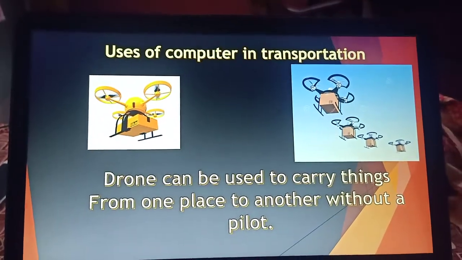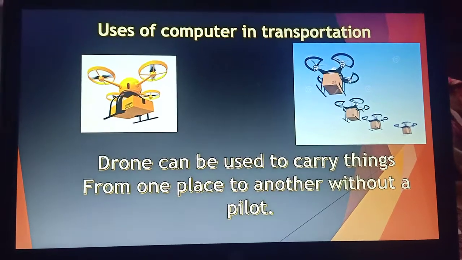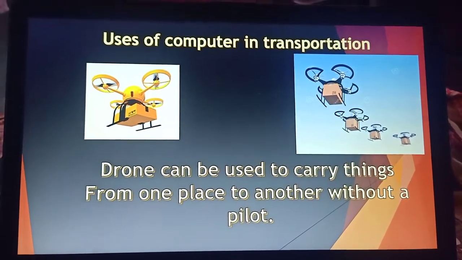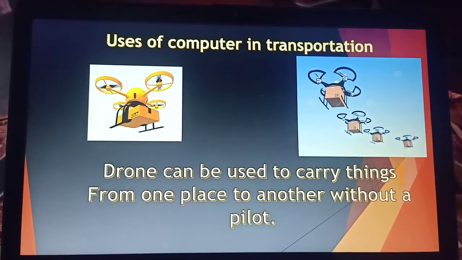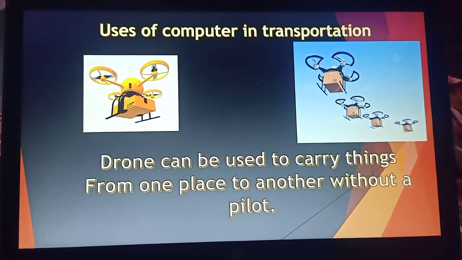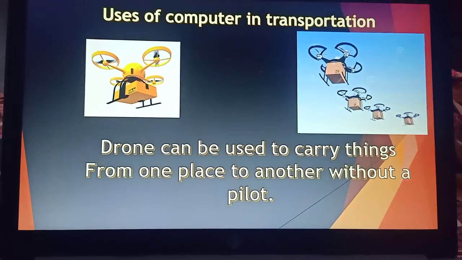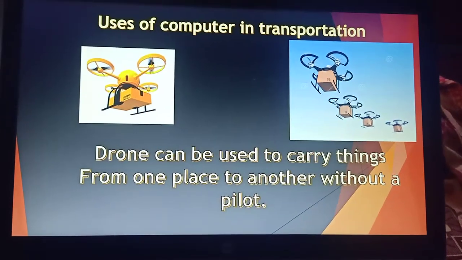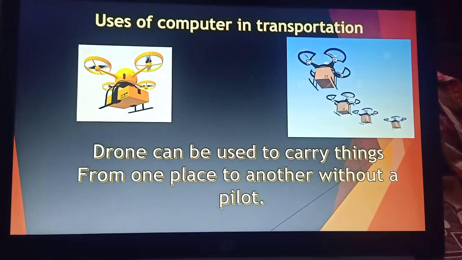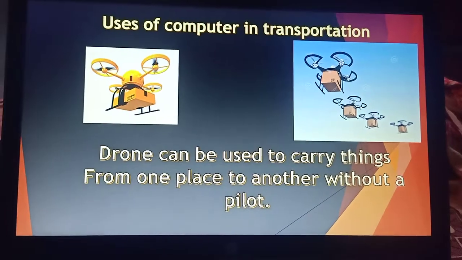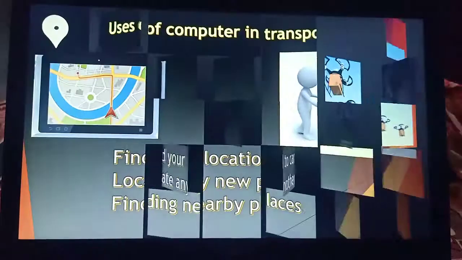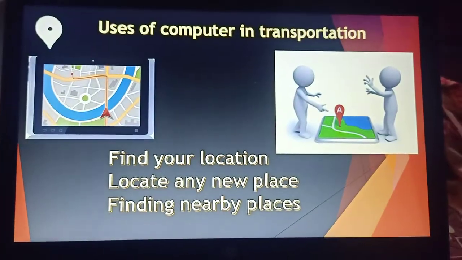Uses of computers in transportation. Transportation means drone cameras. Have you seen a drone having a camera? In the same way, a drone can be used to carry things from one place to another. These are different types of drones that are made. This one is carrying loads without a pilot. There is no person driving it. Next slide. Uses of computers in transportation.